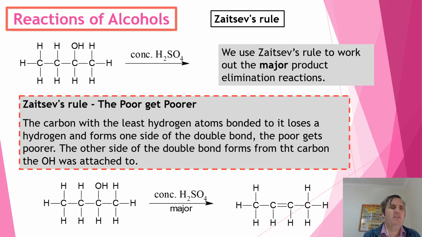That's Zaitsev's rule, okay? And that's the rule about when we have an elimination, which side the double bond forms on. The poor get poorer. The carbon with the least hydrogens is the one that loses the hydrogen. Yellow one, our rich one, red one, our poor one.